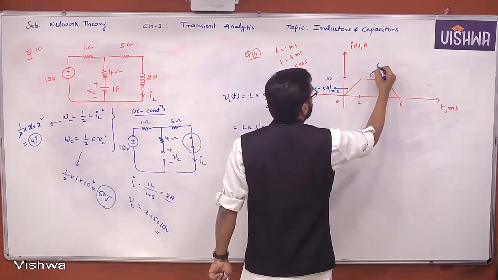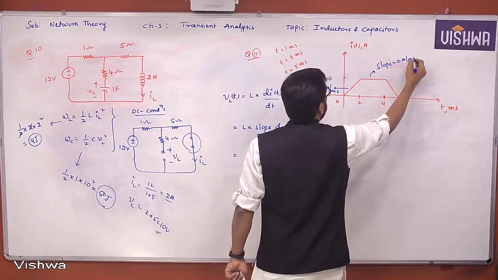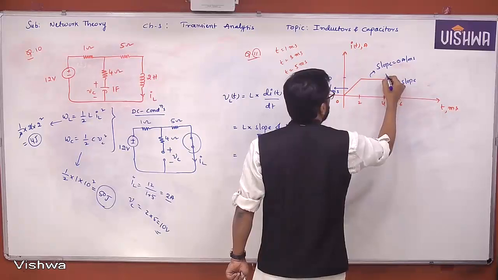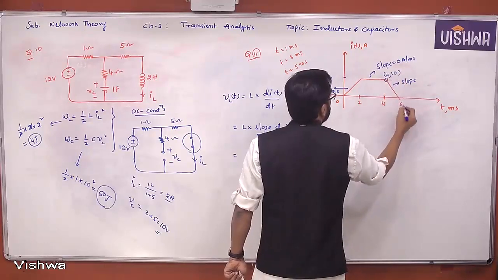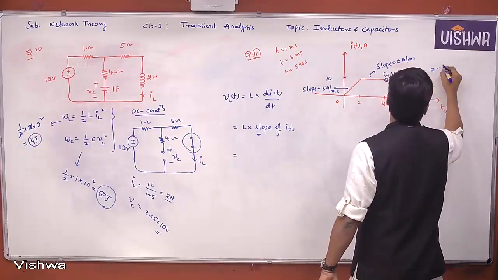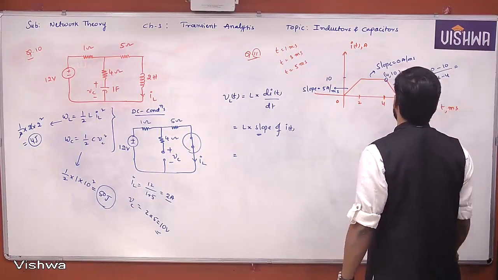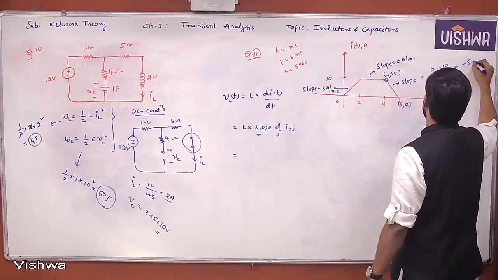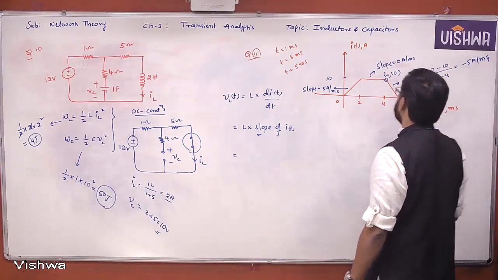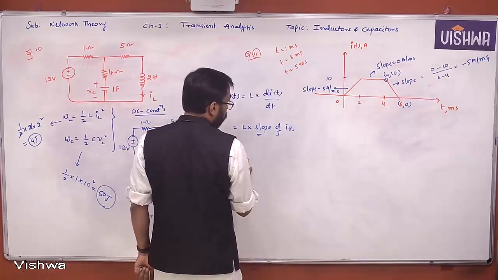In the flat region, the slope is 0 amperes per millisecond. In the last region, the points are 4 comma 10 and 6 comma 0. What is the slope? 0 minus 10 by 6 minus 4, which is minus 5 amperes per millisecond. Understand all of you? So you got the slopes.